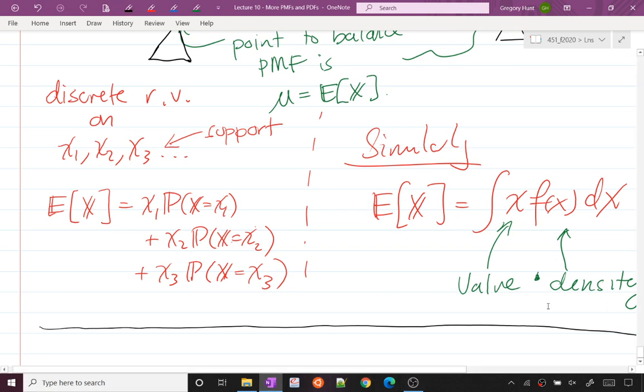Okay, so we're going to stop there for today. And next time we're going to pick up with expectation and look at some examples.